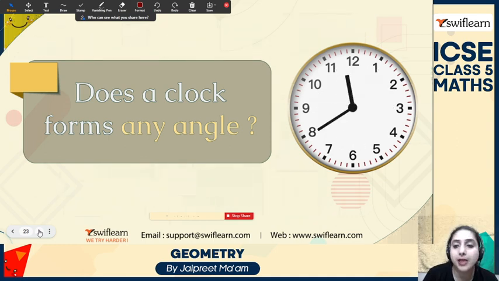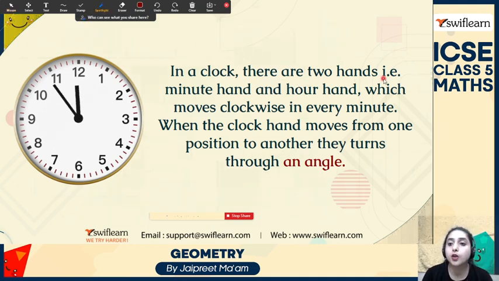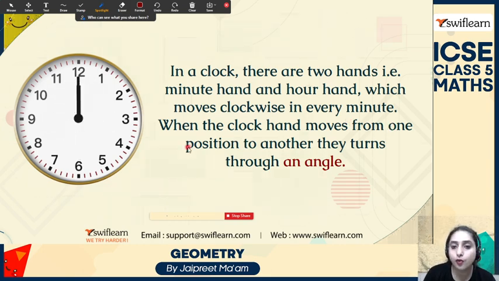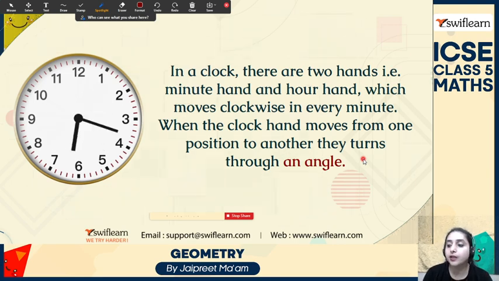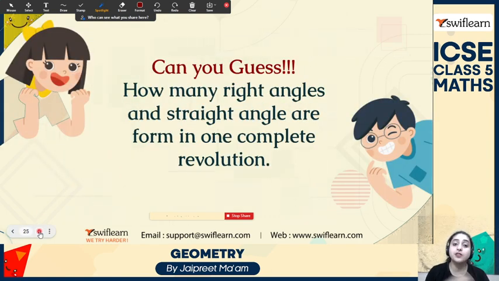Does a clock form any angle? Yes, in a clock there are two hands, that is minute hand and hour hand, which move clockwise. In every minute, when the clock hand moves from one position to another position, they turn through an angle, right? If they start from 12 and they again come back to 12, they complete one complete revolution, and they form different angles at different times. Can you guess how many right angles and straight angles are formed in one complete revolution?